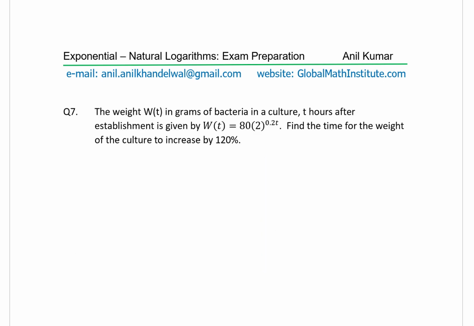Here is an application question. It says the weight W(t) in grams of bacteria in a culture t hours after establishment is given by the formula: weight is equal to 80 times 2 to the power of 0.2t. Find the time for the weight of the culture to be increased by 120%. Now the condition is increased by.